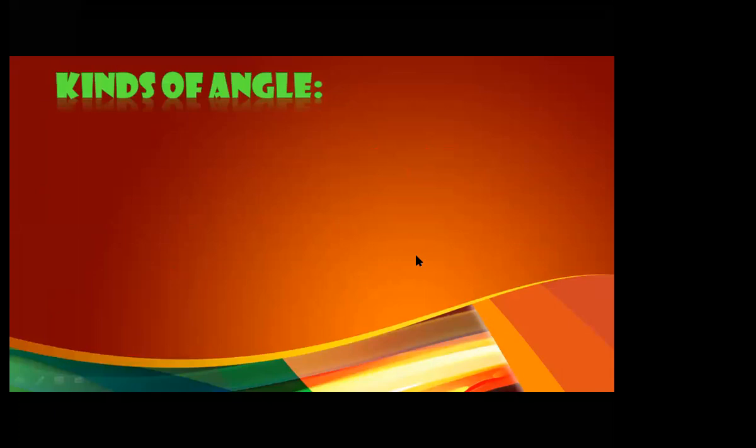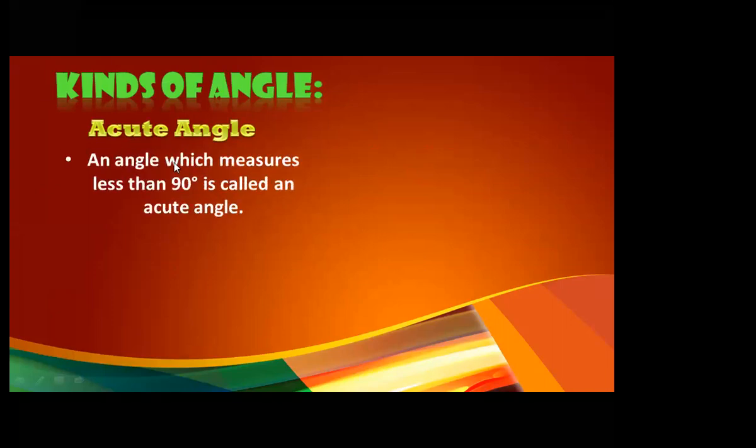And this is very simple. Obviously the first one is the acute angle. So what is an acute angle? An angle which measures less than 90 degrees is called an acute angle. To measure any angle you will use a protractor. If it measures less than 90 degrees, you will call it an acute angle. Look here, this is an acute angle.